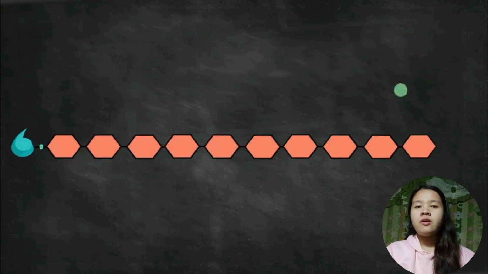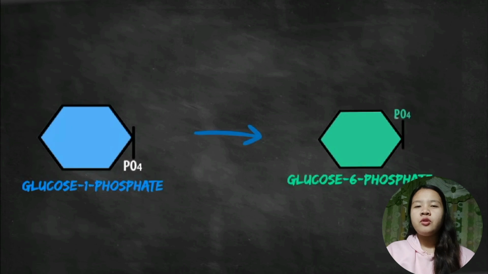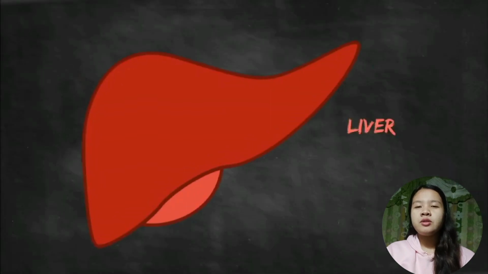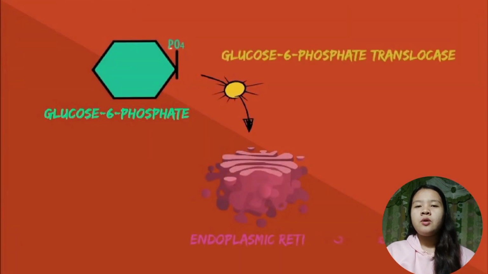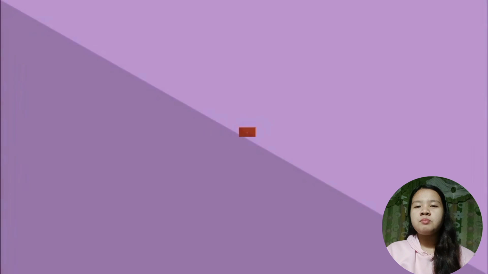Step 3. The conversion of glucose 1-phosphate to glucose 6-phosphate. Since the glucose released by the glycogen phosphorylase is still in the glucose 1-phosphate form, it has to be converted first to glucose 6-phosphate via the enzyme phosphoglucomutase. In the liver, glucose 6-phosphate is transported into the endoplasmic reticulum by glucose 6-phosphate translocase. Here, the glucose 6-phosphate is converted into glucose via glucose 6-phosphatase.